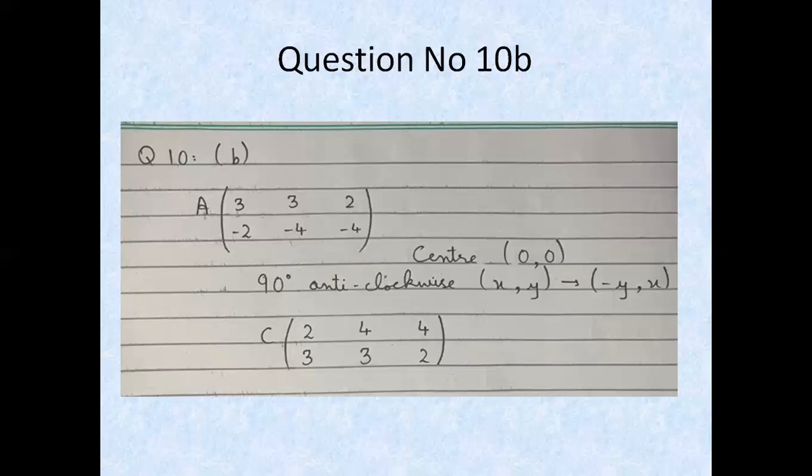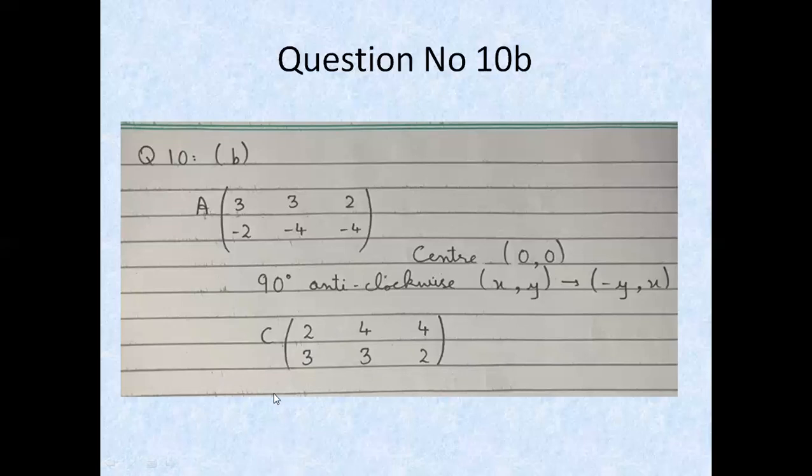The center of the rotation is 0, 0. Then we use this technique. Whatever the coordinates of the points of the object, the x coordinate and y coordinate change their place, and the sign of the new x coordinate is changed, whatever the sign is. So the coordinates of the image will be (2, 3), (4, 3), (4, 2). So I will plot those.